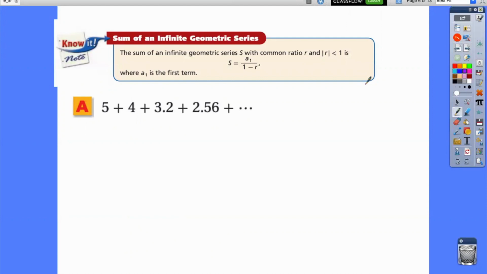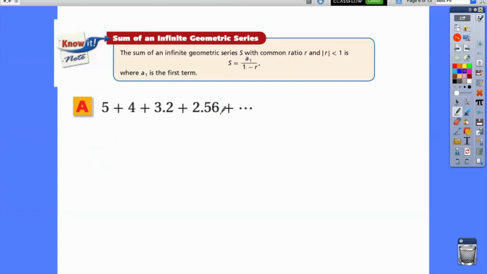In this example, we are now going to look for the sum of an infinite geometric series, denoted by this formula right here, where S represents the sum whose common ratio is r. Of course, because we're looking for a specific sum, the absolute value of that ratio must be less than 1. And a sub 1 is still your first term. Let's take a look at this example.